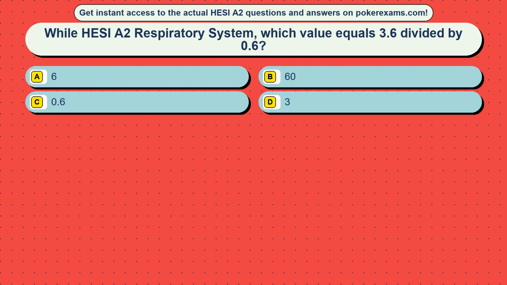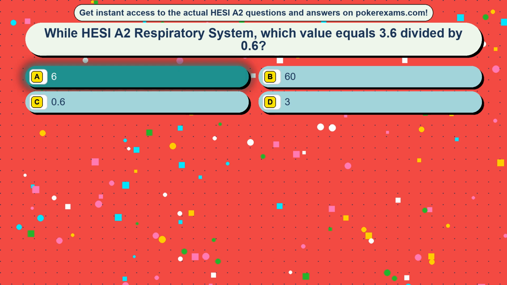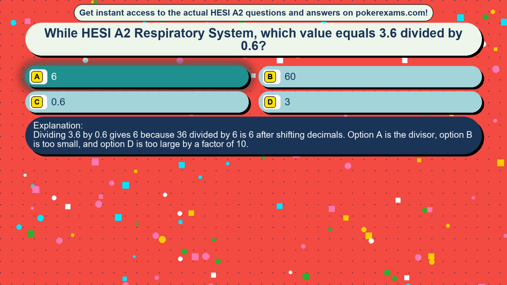Question 47. While HESI A2 respiratory system, which value equals 3.6 divided by 0.6? Option A, 6. Option B, 60. Option C, 0.6. Option D, 3. The correct answer is option A, 6. Dividing 3.6 by 0.6 gives 6 because 36 divided by 6 is 6 after shifting decimals. Option C is the divisor, option B is too large, and option D is too small by a factor of 10.